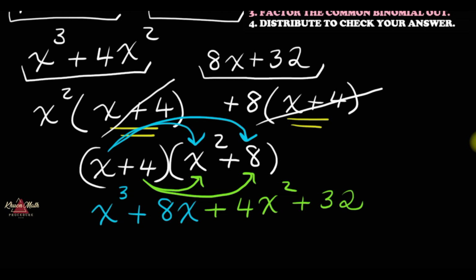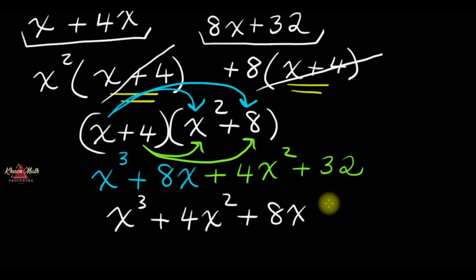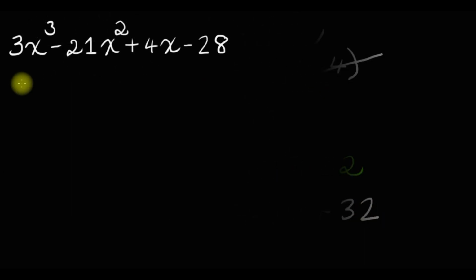Okay, and then we're going to write the polynomial in order. So that means your x cubed is going to go to the front. So that's your leading term, x cubed. And then the x squared term is next, so that's 4x squared, and then the x term, and then your constant. Another one here. So let's look at another one.